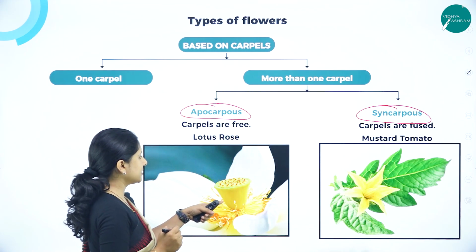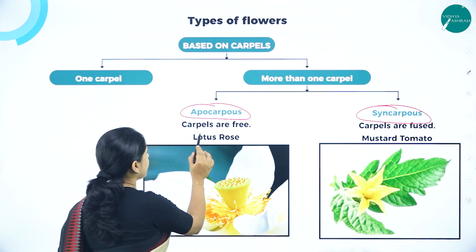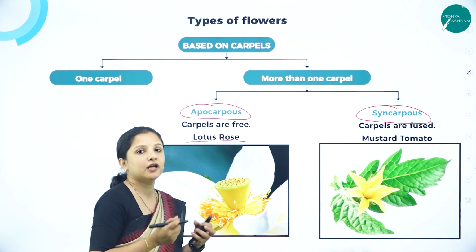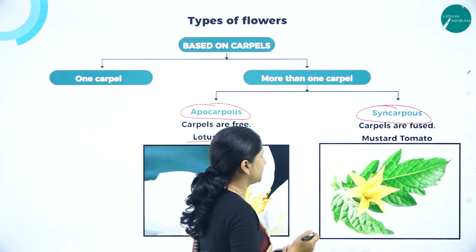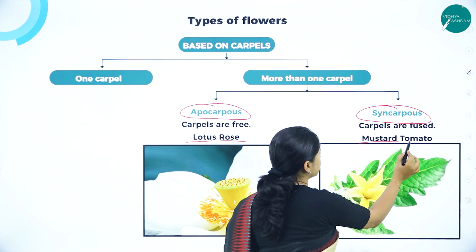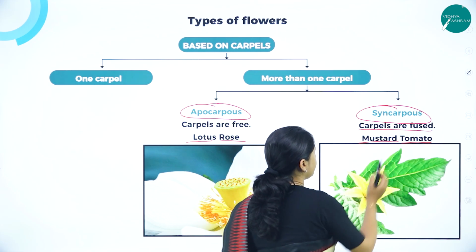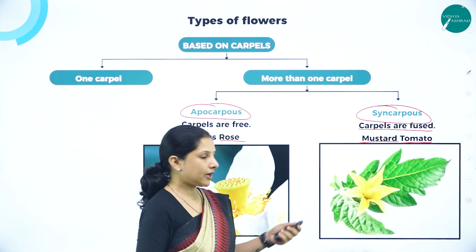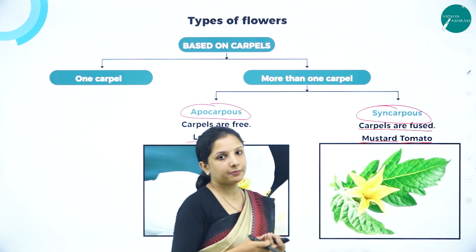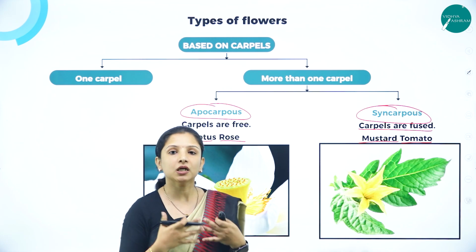Say for example, in the case of lotus and in the case of rose, the carpels are free, they are not united. So it is apocarpous. In the case of mustard and tomato, the carpels are fused. So if the carpels are fused, we call it syncarpous.